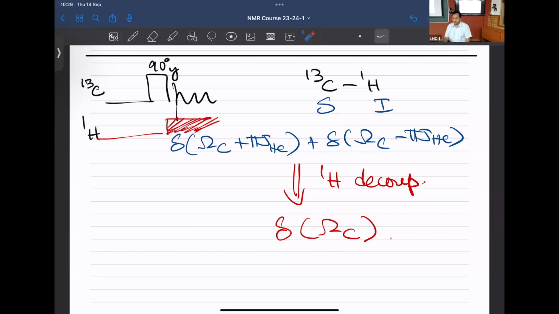But it suffices to say that if you do a carbon NMR experiment with a 90-degree pulse, although you should get scalar coupling with respect to proton, you don't want the scalar coupling to evolve. You only want the chemical shift of the carbon. This helps you improve sensitivity and resolution. How does it improve sensitivity? The doublet becomes a singlet and therefore the intensity increases.